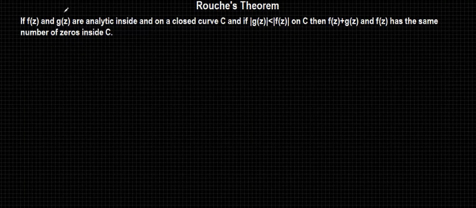In this video, we are going to prove Rouche's theorem, which states that if f(z) and g(z) are analytic inside and on a closed curve C, and if |g(z)| is less than |f(z)| on C, then f(z) + g(z) and f(z) have the same number of zeros inside of C.